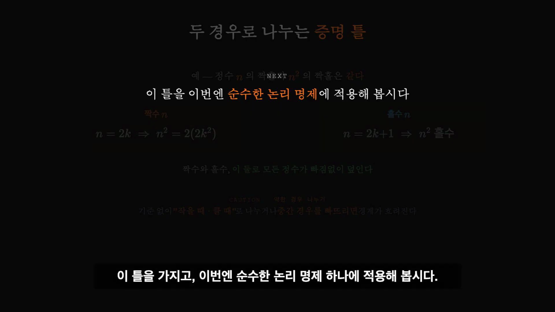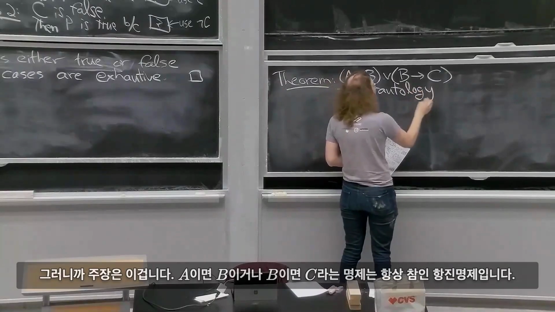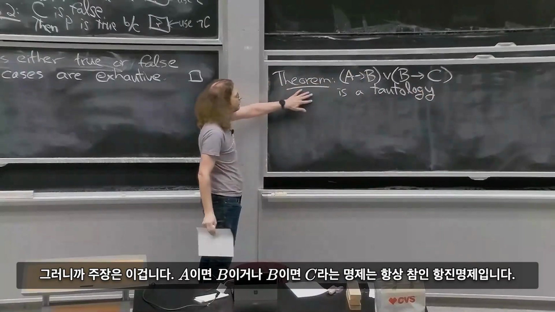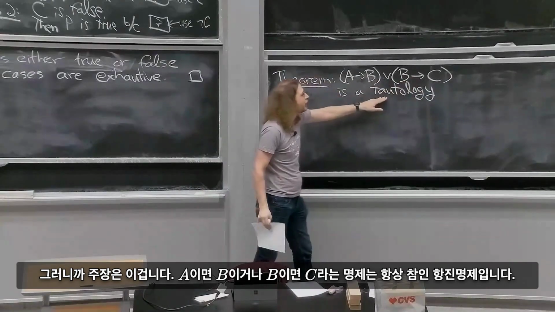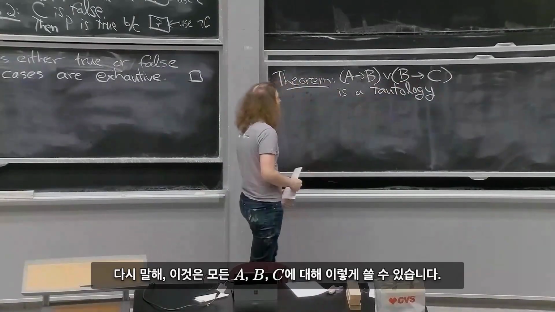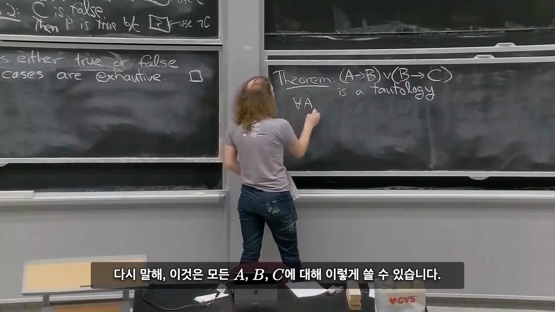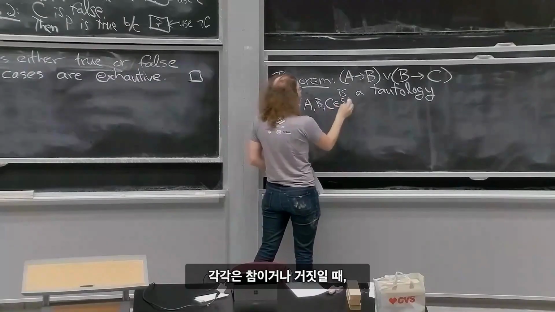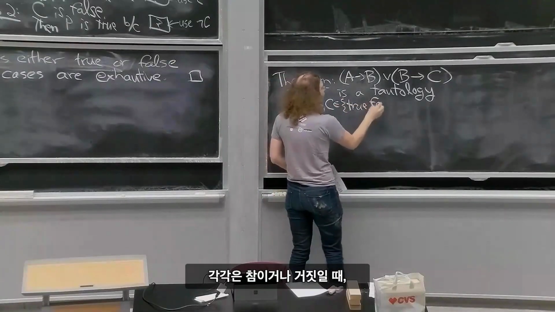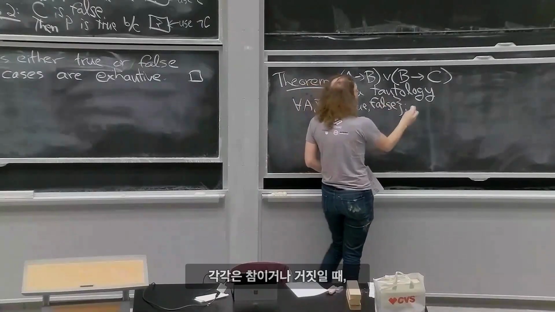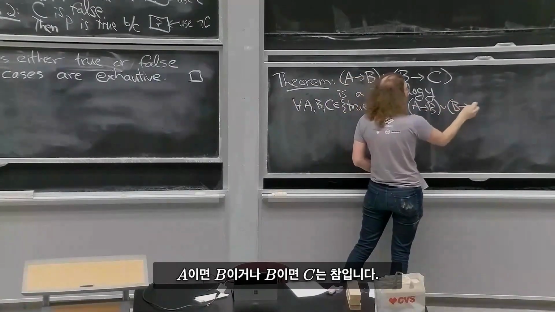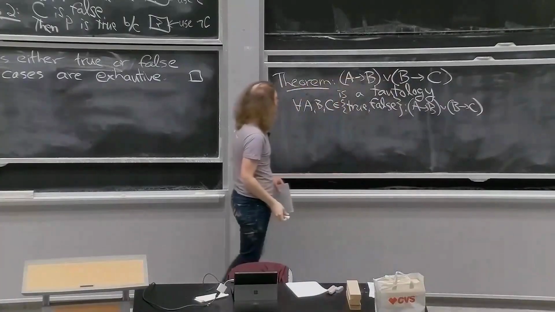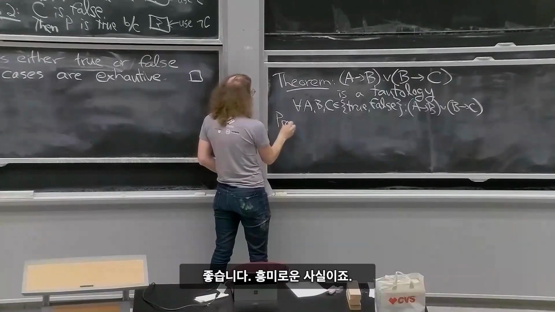Let's apply this template to a pure logical proposition. So the claim, which is a general fact, is that A implies B or B implies C is a tautology. So this means it's always true. Again, you can rewrite this as: for all A, B, and C, which are either true or false, we have that A implies B, or B implies C, is true. Okay, fun facts.